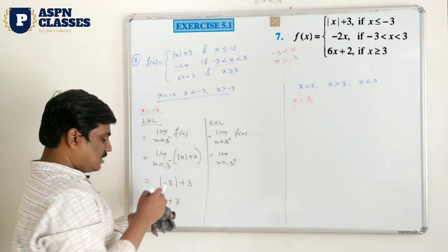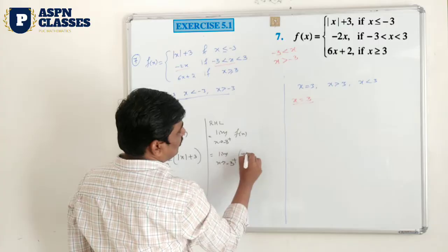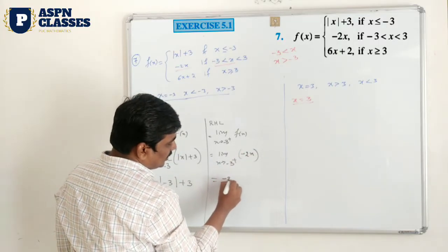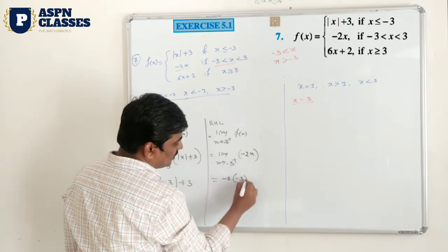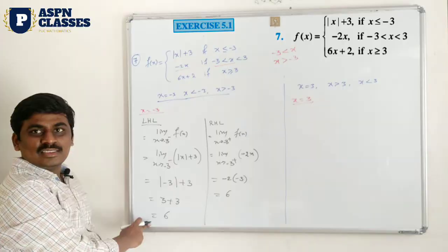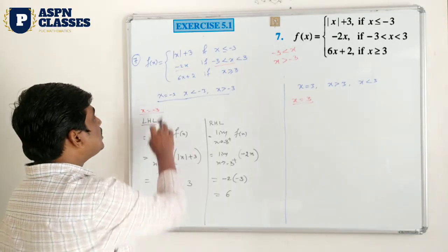What is the function for this case? It is minus 2x. Now applying this result, minus 2 times x, with x equal to minus 3, gives plus 3 into 2, which means 6. So the LHL answer is 6, and the RHL answer is also 6. Then we need to find the function value.